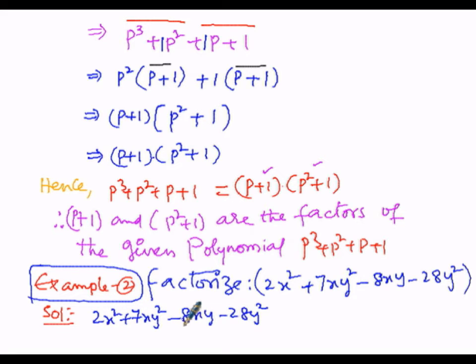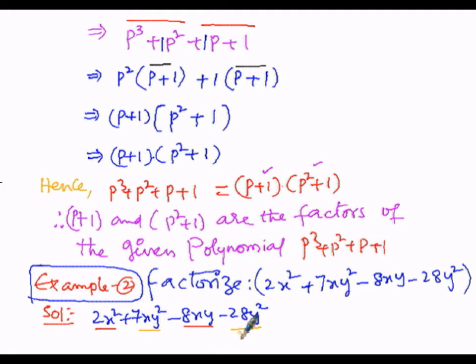So here when we group 2x square and 8xy, x is common, and 2 and 8 have 2 as common, because we can write 8 as 2 into 4 as the factors. We can take 2 as common and 1x as common in these two terms. Similarly among 7xy square and 28y square, we can write 28 as 7 into 4, that is we can take 7 as common, and y square is present in the second term and the fourth term, so we can take y square also common in the second and fourth terms.